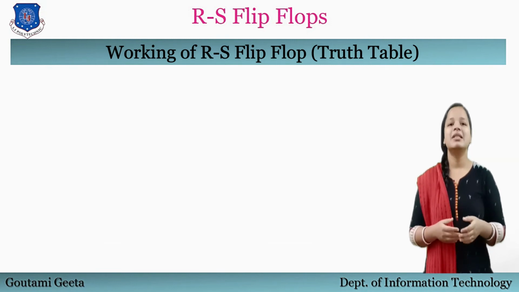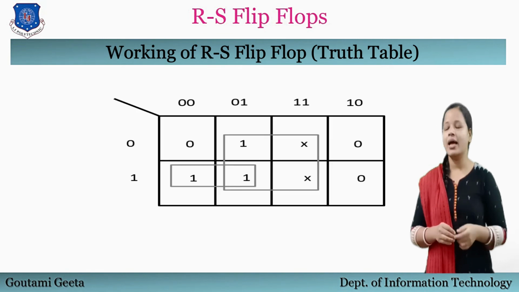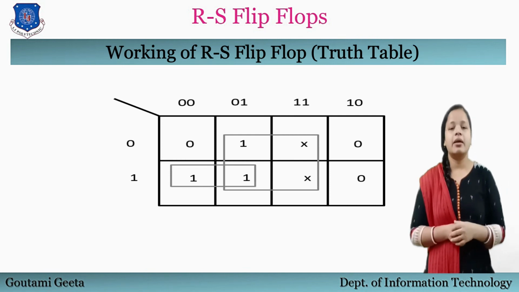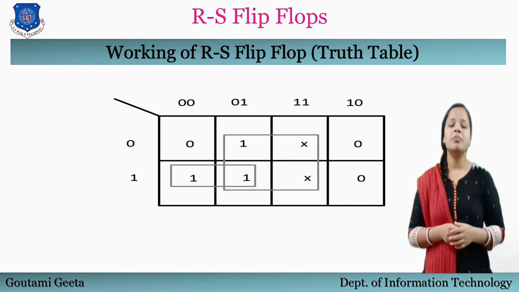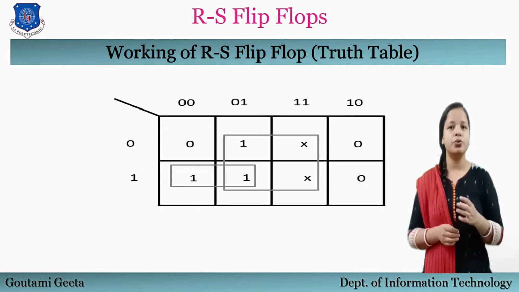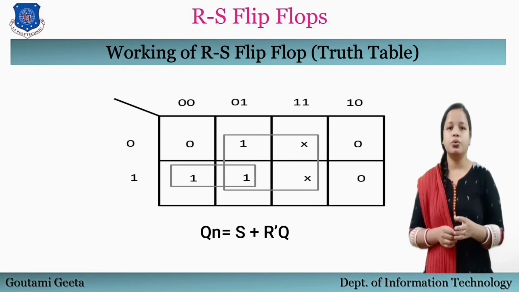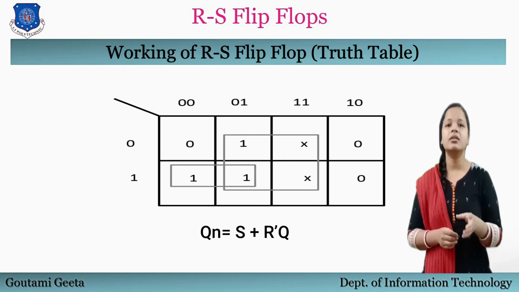When we put these values of the truth table in a K-map, we get the K-map as shown in the figure. Now, when we solve this K-map, we get the minimized SOP expression for Qn, that is the next state output, as Qn is equal to S plus R dash Q, and it is known as the characteristic equation for the RS flip-flop.